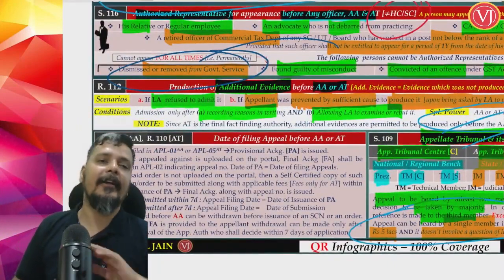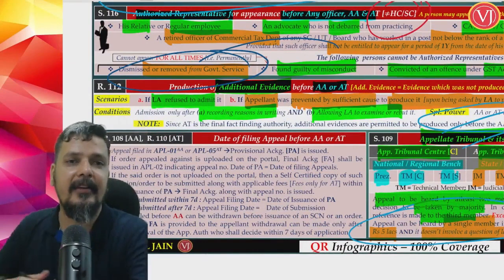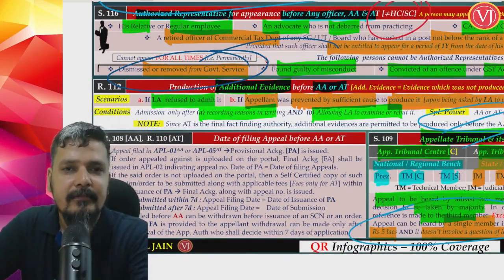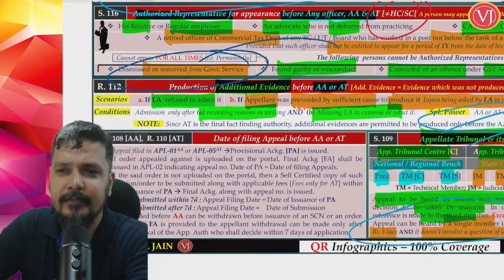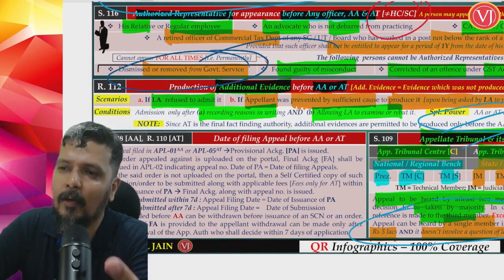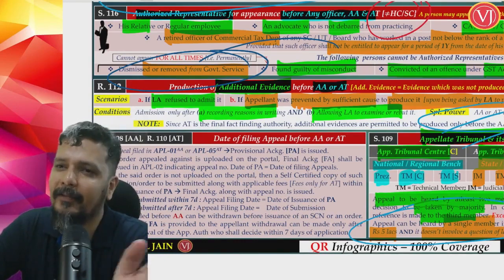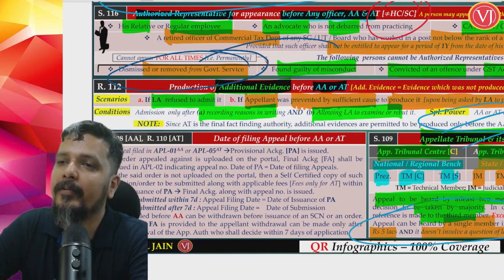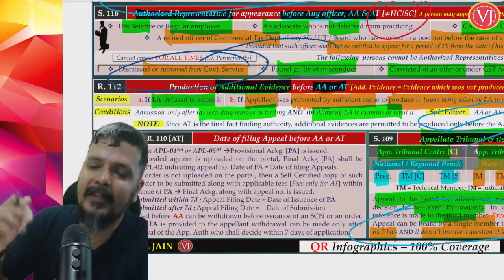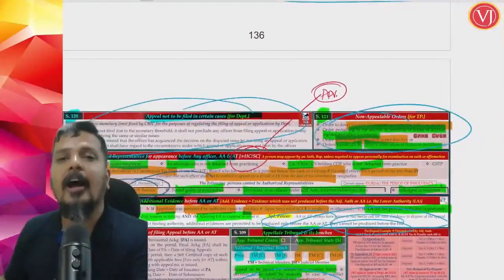Who are the persons who can never take up the matter? Who can never represent an assessee? A government officer who was removed, guilty of misconduct, convicted under GST law or old indirect taxes, forever. And finally, a person who is insolvent: during the period of insolvency, he cannot take up the matter. So that is all about your appeals.